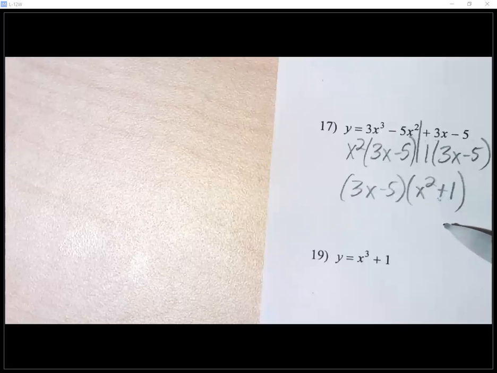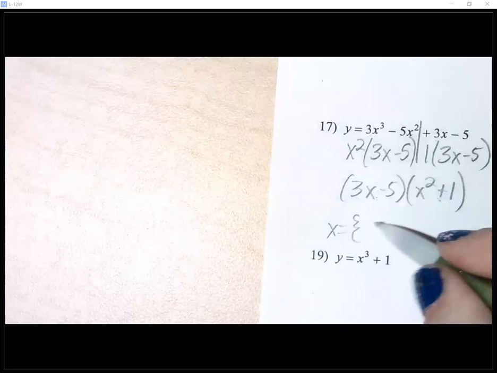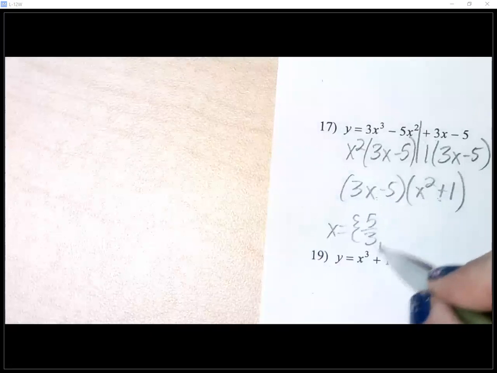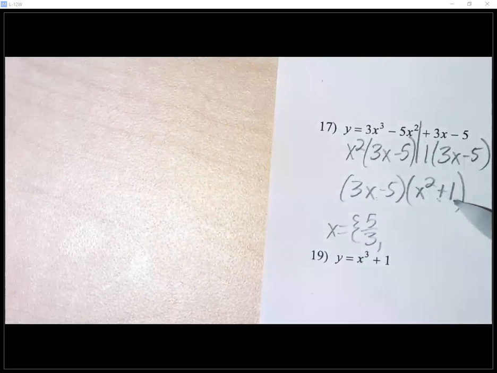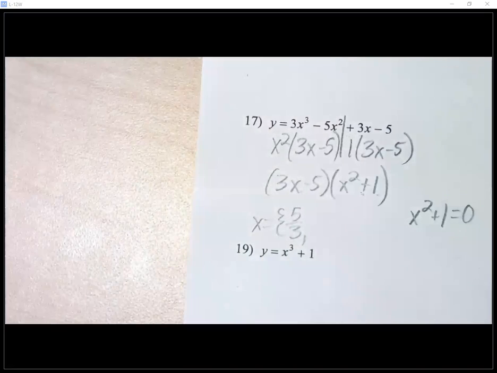Bummer. Well, how am I supposed to find my answers? Well, you got one of them right there. So this is going to be 5/3, right? So this, unfortunately, does not split into positive and negative one, like you want it. I know it would be so nice if that were just a minus sign, but it's not. So what do we do? Well, take the factor and set it equal to zero. x squared plus one equals zero. And let's solve this thing and see what comes out.